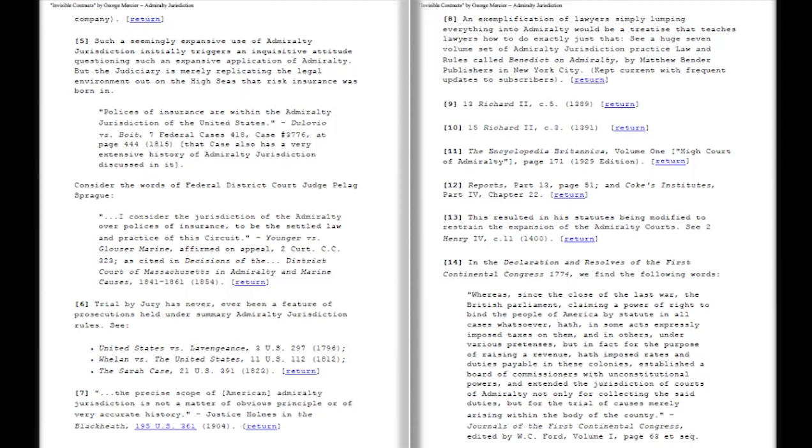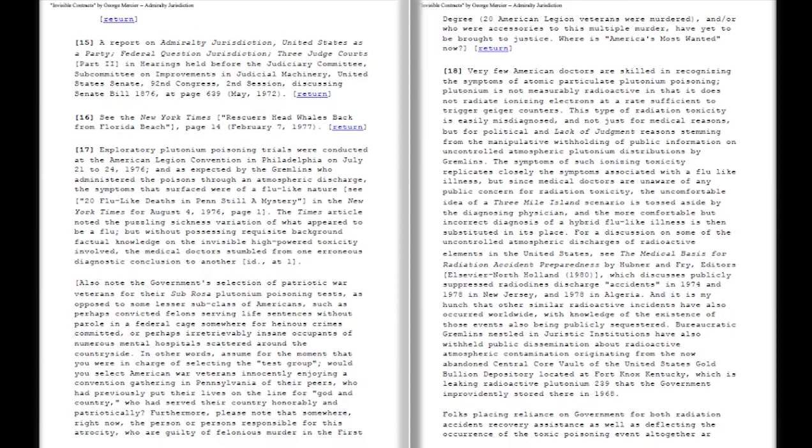Journals of the First Continental Congress, edited by W. C. Ford, Volume I, page 63 et seq. Return. 15 A report on admiralty jurisdiction, United States as a party, federal question jurisdiction, three-judge courts. Part 2 in hearings held before the Judiciary Committee.